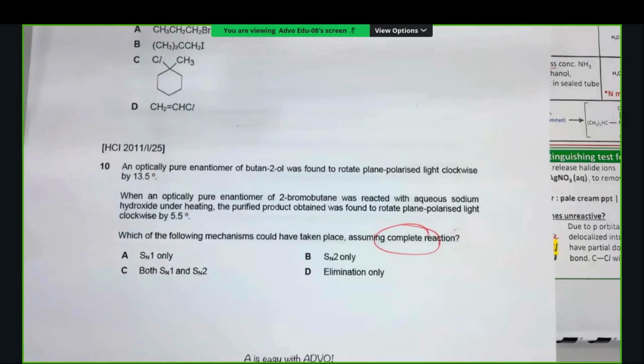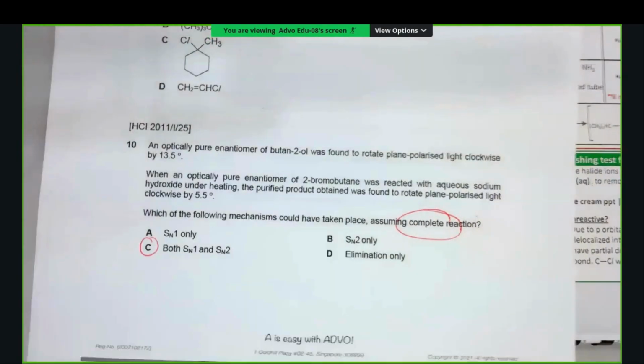13.5, but this is lesser. So what does it mean then? They do not undergo totally one mechanism, so it's a mixture. Yes, very good. Mixtures of both SN1 and SN2. Meaning out of 100 molecules of your original 2-bromobutane, maybe part of it undergoes SN1, part of it undergoes SN2, things like that. Okay. C. Got it?